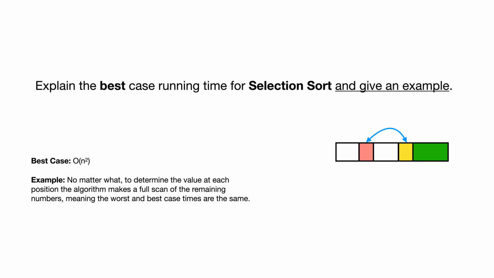And that's because no matter what, to determine the value at each position is in the right place, we have to do a full scan of the remaining numbers. So in this case, the worst case and the best case are the same, right? So selection sort is always n squared, right?